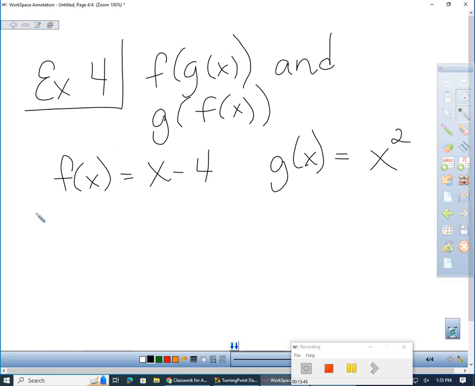So starting with this one, we're going to do f of g of x. So what this notation actually says is that I am taking the g of x function and putting it into f. So I am taking this whole function of g and putting it where x is in the f equation. So this becomes x squared, so I'm taking that and putting it there, minus 4.